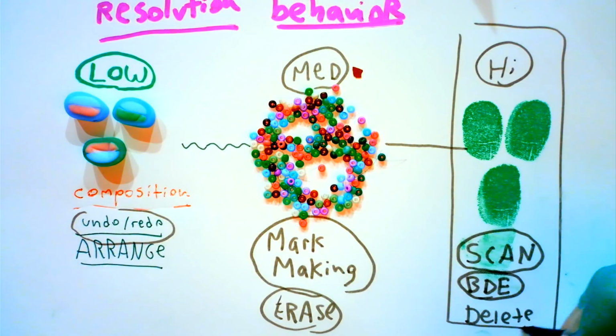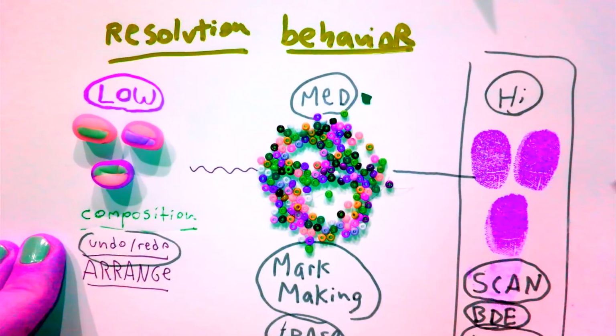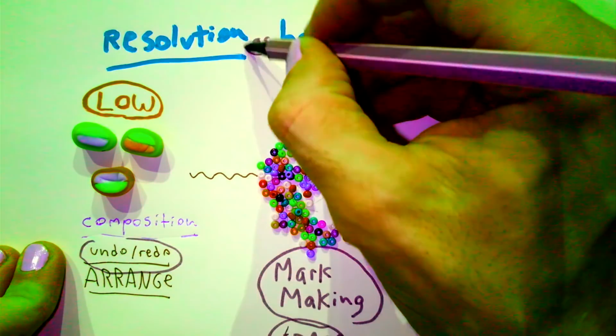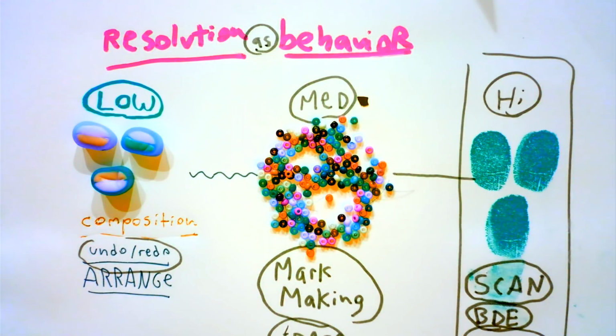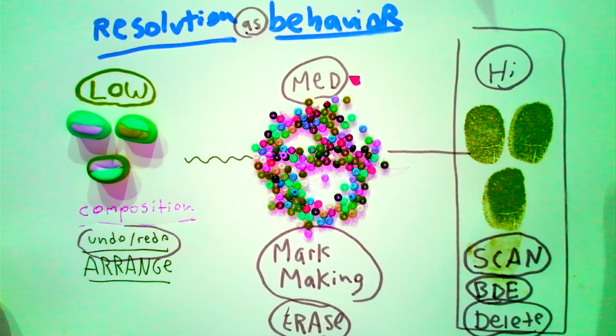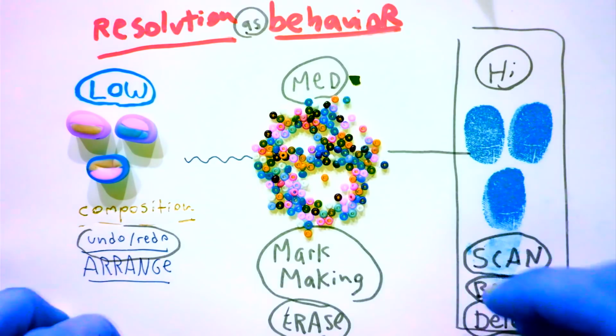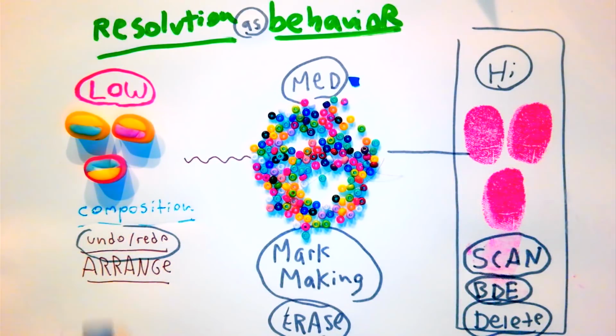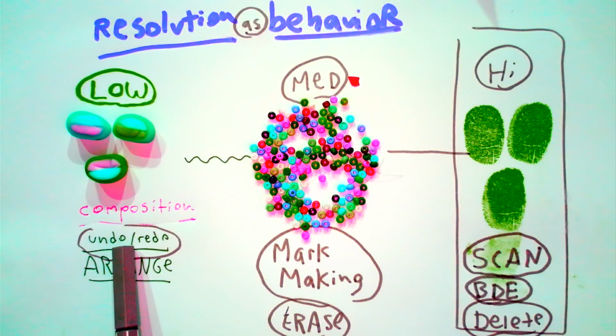So that's a quick overview of resolution as a model of behavior, as opposed to a model of just simple detail or fidelity. Usually when we're going to buy an HD TV or a fancy iPad, we want the highest resolution, but if we're making images, we might often want the lowest resolution or the medium resolution.